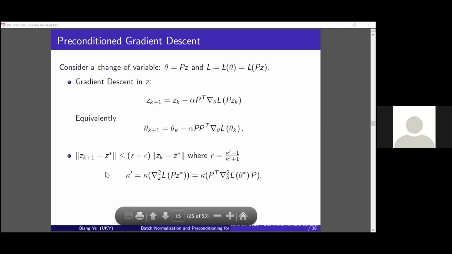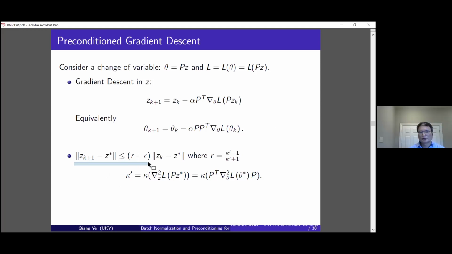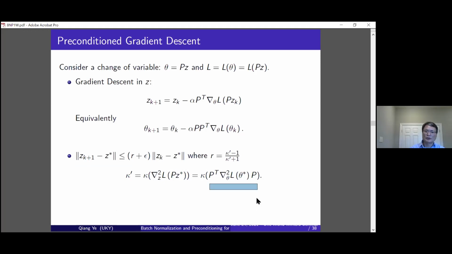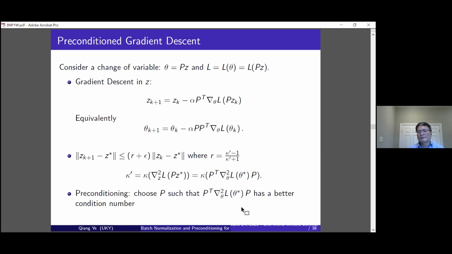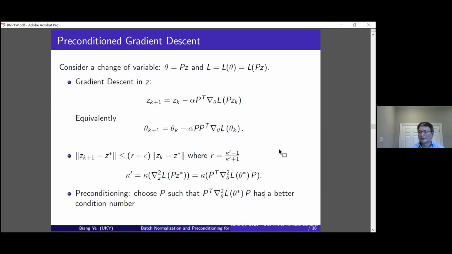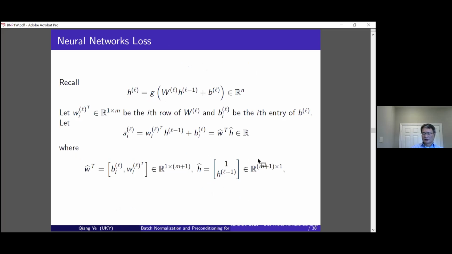So the effect of this transformation on the convergence is that now the rate depends on the condition number of the Hessian with respect to Z. And that Hessian with respect to Z is this one. It's this guy here, multiplied by P from the right and P transpose from the left. So a preconditioning method would be, I just choose P such that this matrix has a better condition number. If I have a better condition number, then we accelerate the convergence. That's just a general preconditioning method. It's used a lot in numerical linear algebra for solving linear systems.